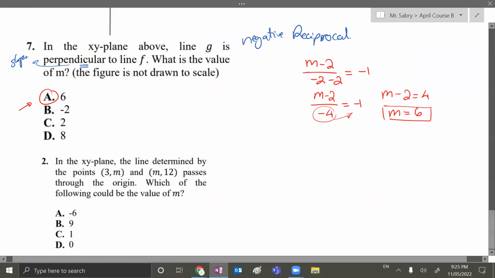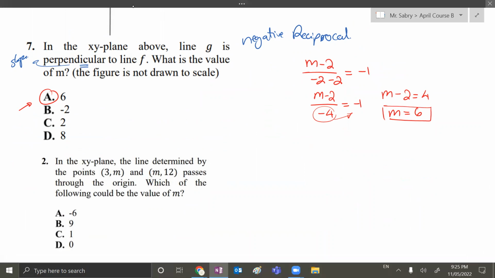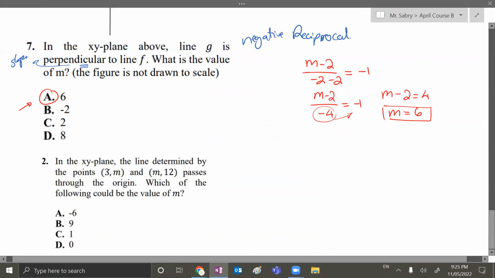Last one is a bit tricky, so it requires some thinking. But anyway, it says here that in the xy plane, the line determined by the points (3, m) and (12, ...) passes through the origin. And what's the origin? The origin is basically the point (0, 0). This is what we call the origin, this point right here, between the x-axis and y-axis. Which of the following could be the value of m? What's the value of m?